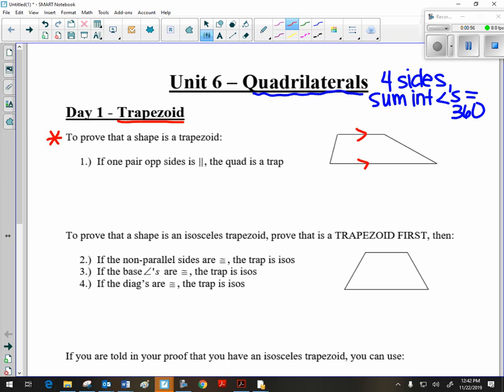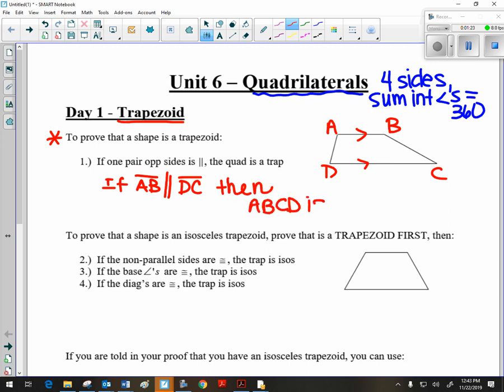That should make sense, because we did the units previously on parallel lines. If we have to make one pair of opposite sides parallel, we're going to need to use some of those same ideas. So in this case, let's suppose this is quadrilateral ABCD. If I could get line segment AB parallel to line segment DC, then I could show that ABCD is a trapezoid. So my role is to show that one pair of opposite sides are parallel.